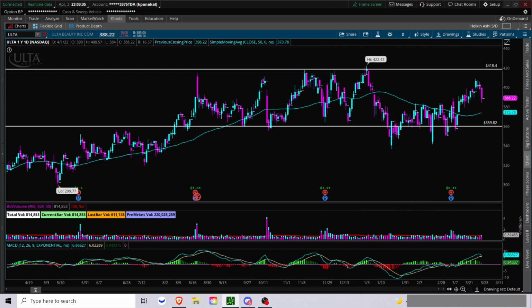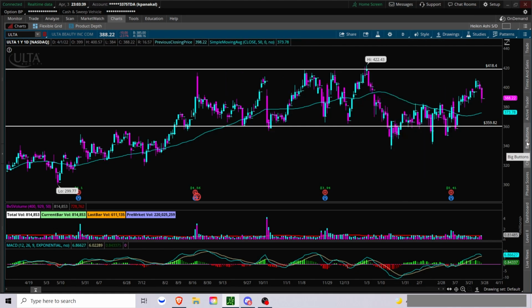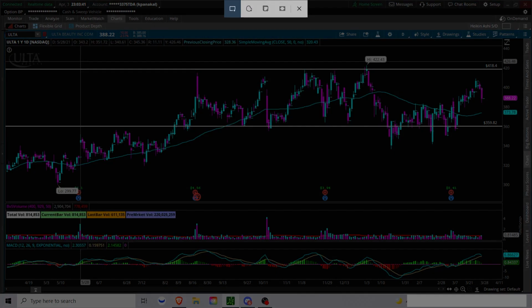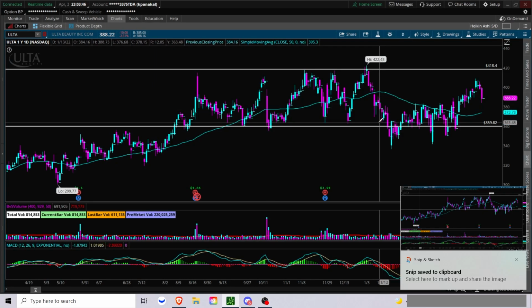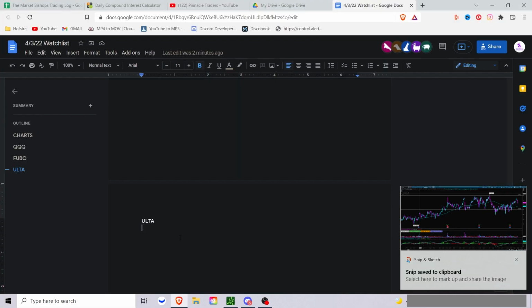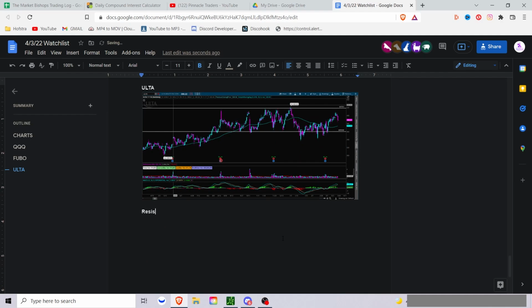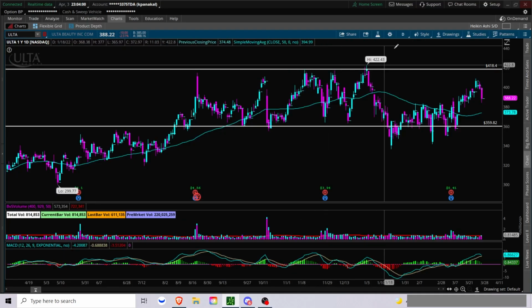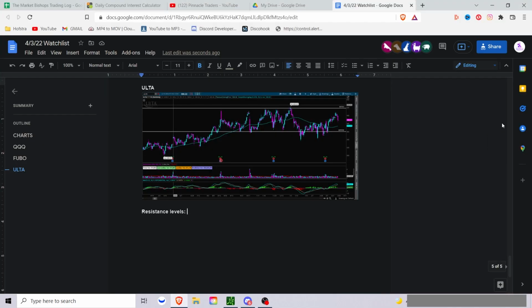But honestly, what I would look at right now for ULTA is just trading between this range, right? You want to look to trade both of these support and resistance levels right here. Let me put that down in our Google Doc. We'll just say that these are rough resistance levels. You don't always have to make it accurate. You could just trade based off of the stock coming close to that price, right?